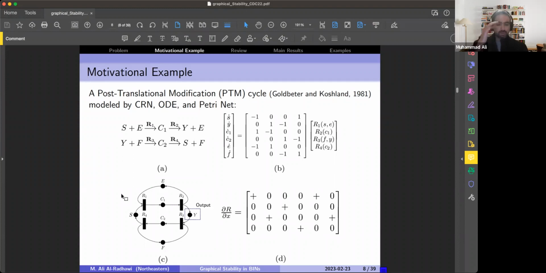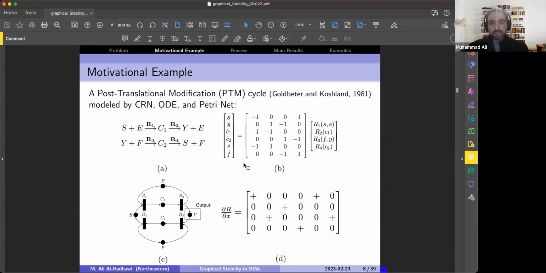So we can represent this graphically, which is known as a Petri net. It is also similar to what is known as the species reaction graph. So here we represent species by circles and reactions by rectangles. I will be using this graphical notation frequently during this talk. So for instance, here the reaction S plus E goes into C1 is represented by a circle of S and a circle of E going into this rectangle and going to C1.